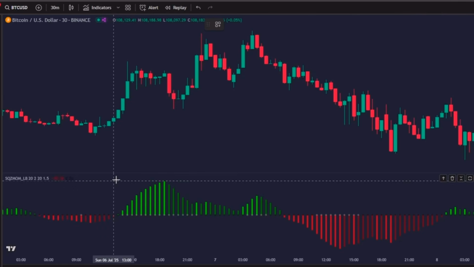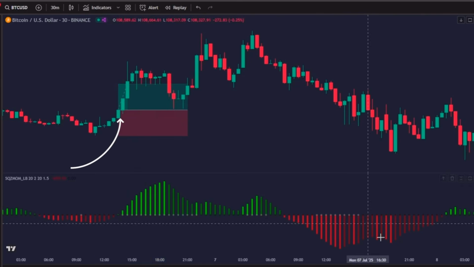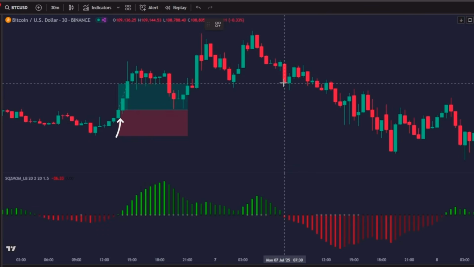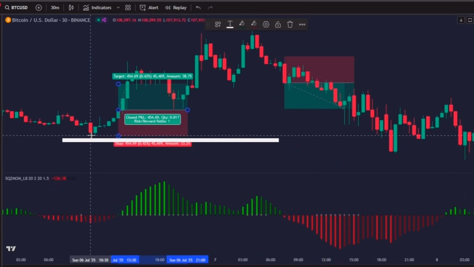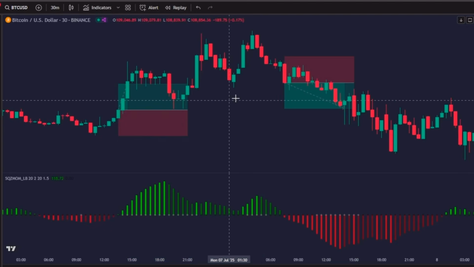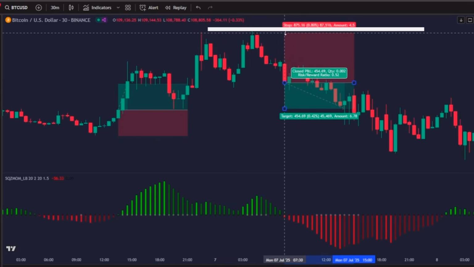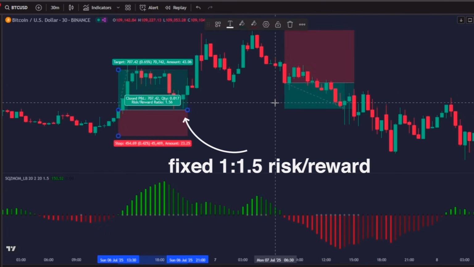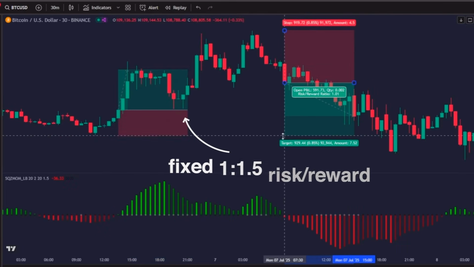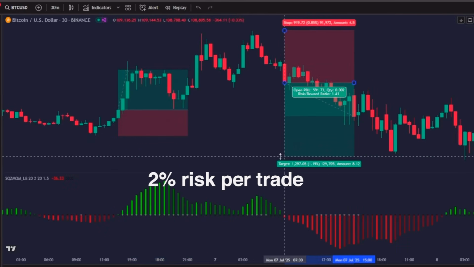Here's how the strategy works. The entry trigger is given by a momentum shift using the squeeze momentum. The stop loss is placed just below the most recent swing low for buys or just above the swing high for sells, with a fixed 1 to 1.5 risk-reward ratio and 2% risk per trade.